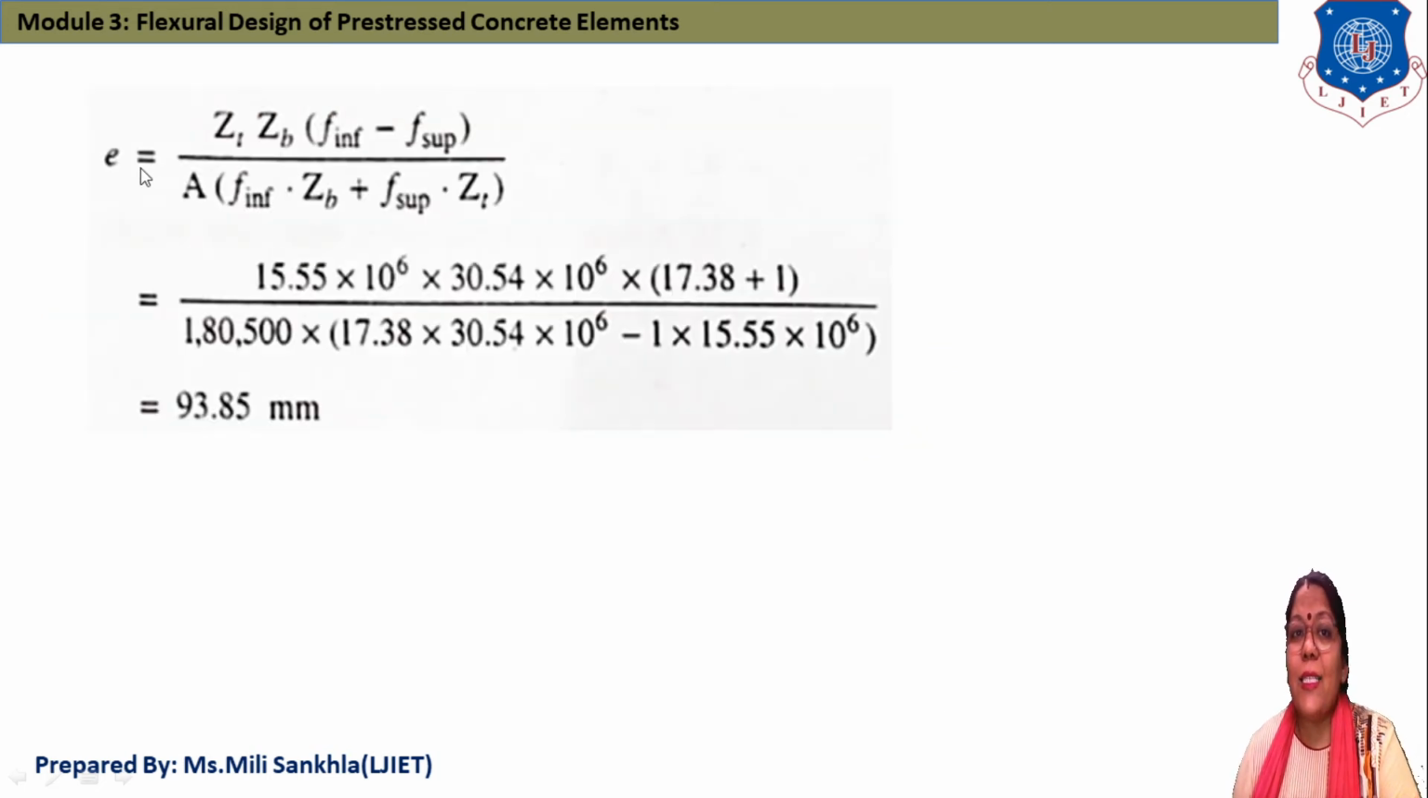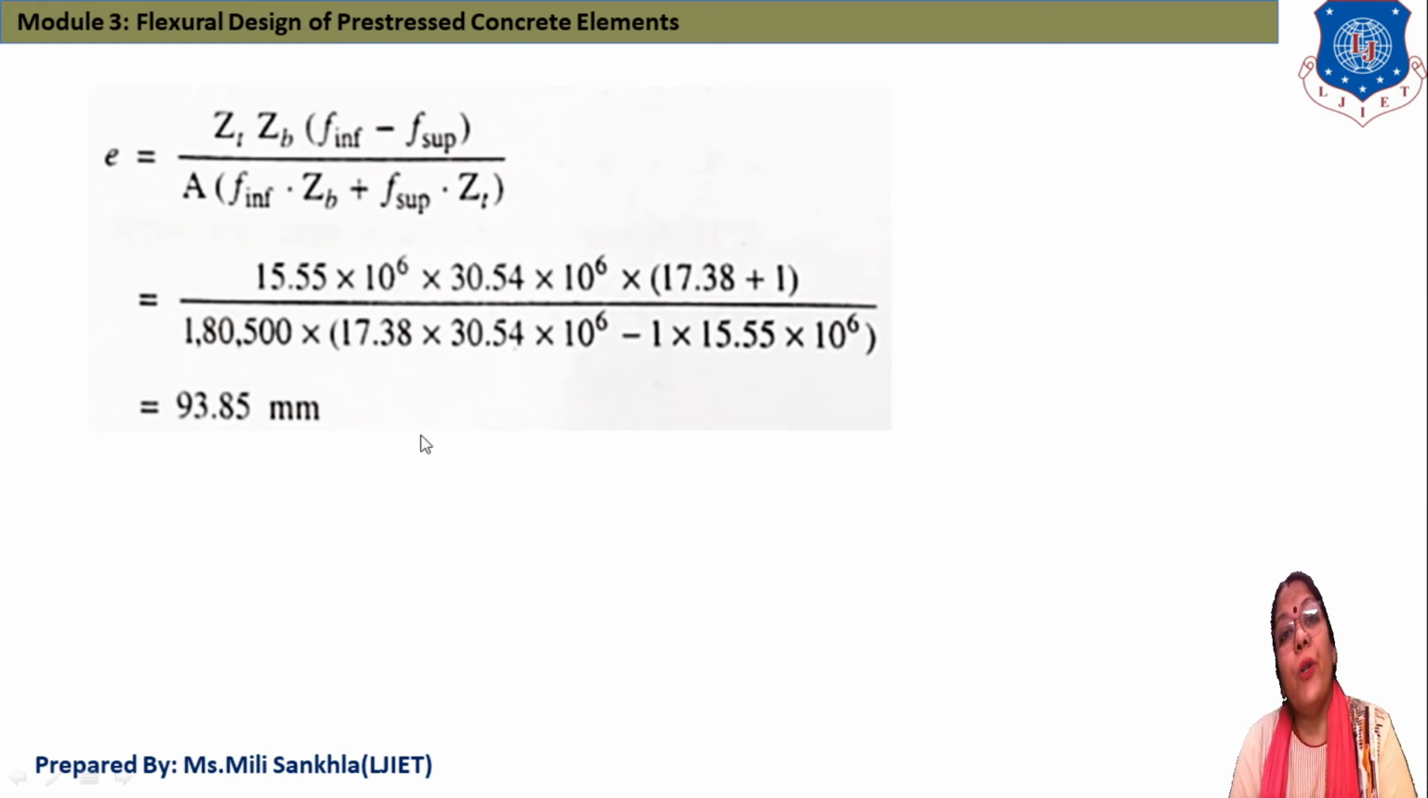Lastly we find the eccentricity E. Eccentricity E is equal to ZT, ZB, then F INF, that means top stresses, bottom stresses. Then A, then top fiber stress into ZB, bottom fiber stress into ZT. Then again put all the values in this equation, and our eccentricity E is equal to 93.85 mm.